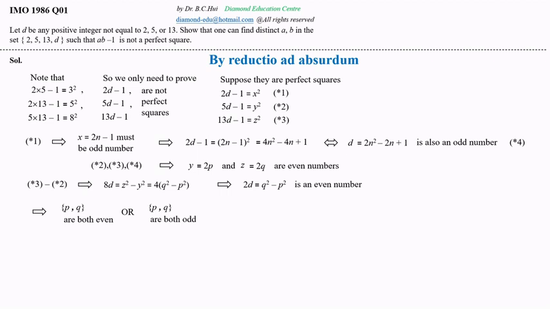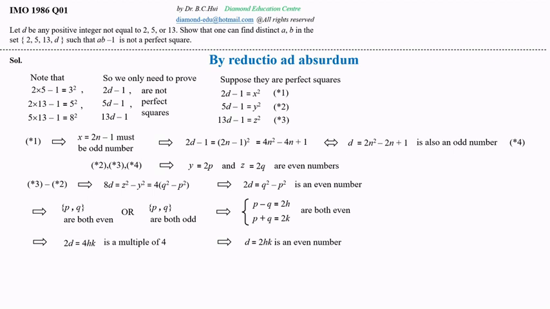This could only be the case if both p and q are even numbers, or both p and q are odd numbers. If this is so, then p minus q and p plus q must both be even numbers, and we call p minus q as 2h, p plus q as 2k. So the consequence is that 2d equals 4 times h times k, which is a multiple of 4.